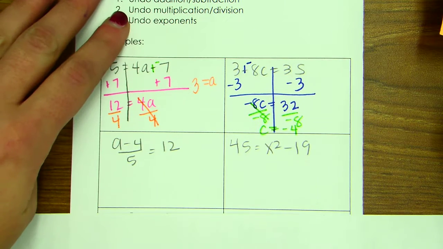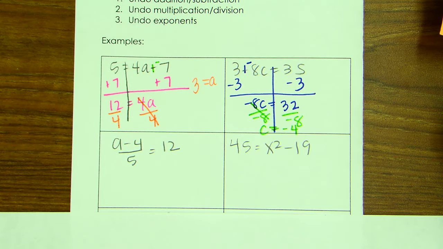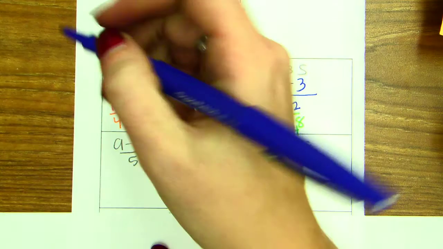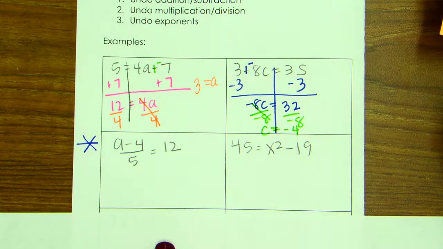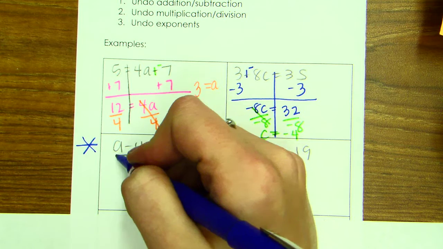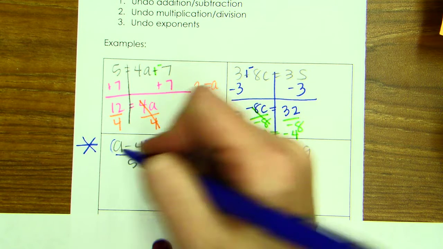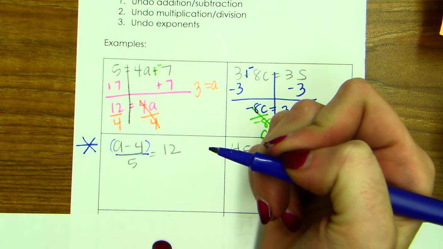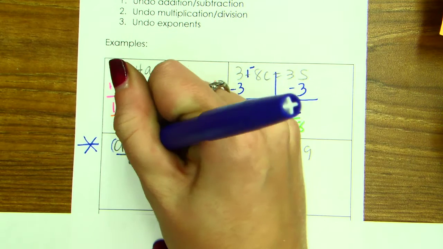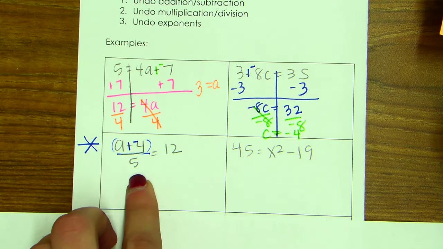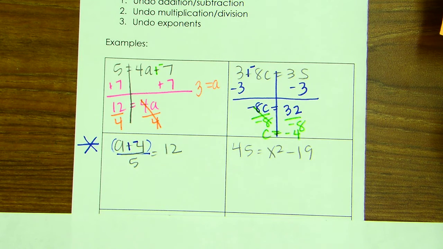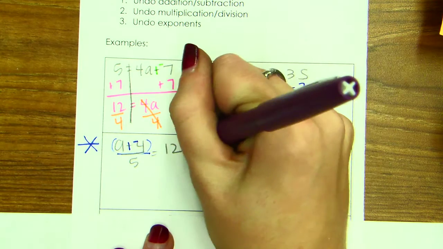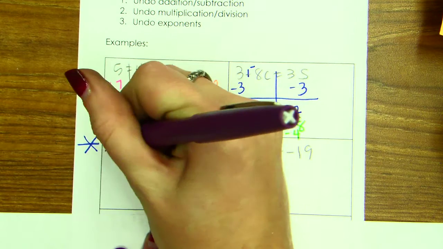Okay, our next ones look a little bit different. This one, a minus 4 over 5, I want you to put a star by that one because this one is an exception. This one doesn't follow the steps that I had at the top. It's a little bit different because this line right here is grouping the a and the 4 together, just like if it had parentheses around it. So I'll still change the sign in the one behind. Then I need to get rid of this 5 first. And the whole thing is being divided by 5. So the opposite of dividing by 5 is going to be multiplying by 5. So I'm going to show that on both sides.